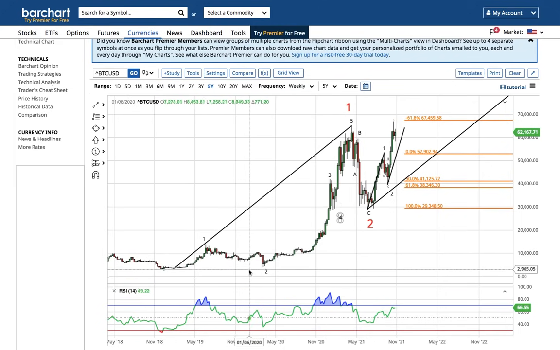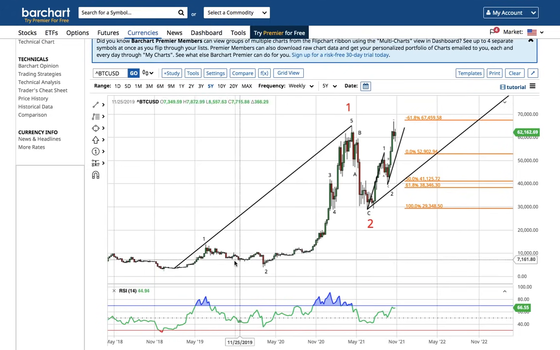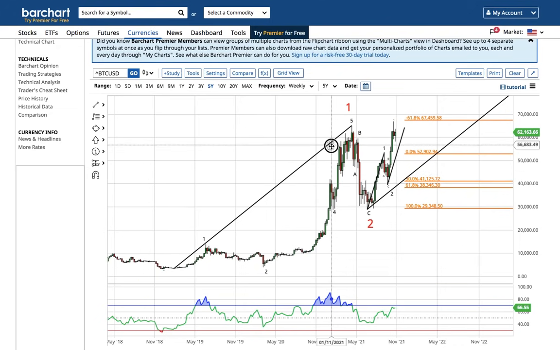He thought it was 1, 2, and then wave 3 ended right here, and we put in a wave 4, so that was a wave 5. It's important to know what makes a difference and what doesn't. If this is a 1, 2, 3, 4, 5, or this is a 1, 2, 3, 4, 5 that ends up here, it doesn't really matter.